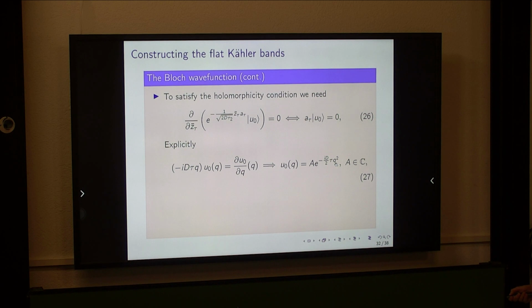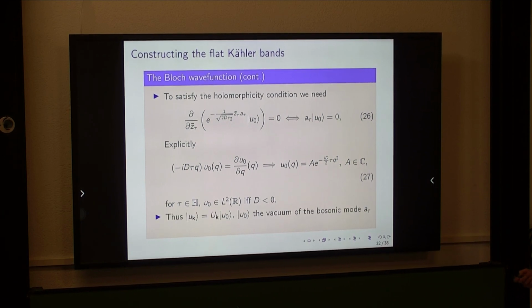And now note that since tau is in the upper half space, D is also constrained. It cannot be anything if I want U0 to be in L2. And so D has to be negative. And so what we find up until now is that U sub k has to be of this form. U0 is the vacuum of bosonic mode A tau.